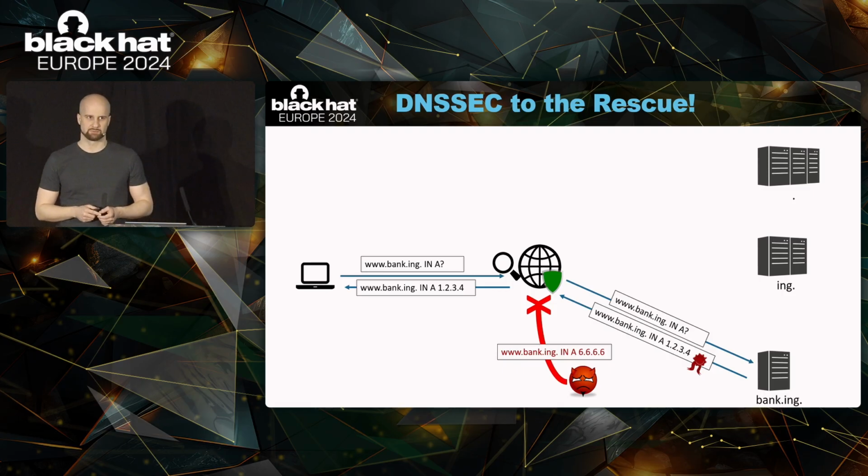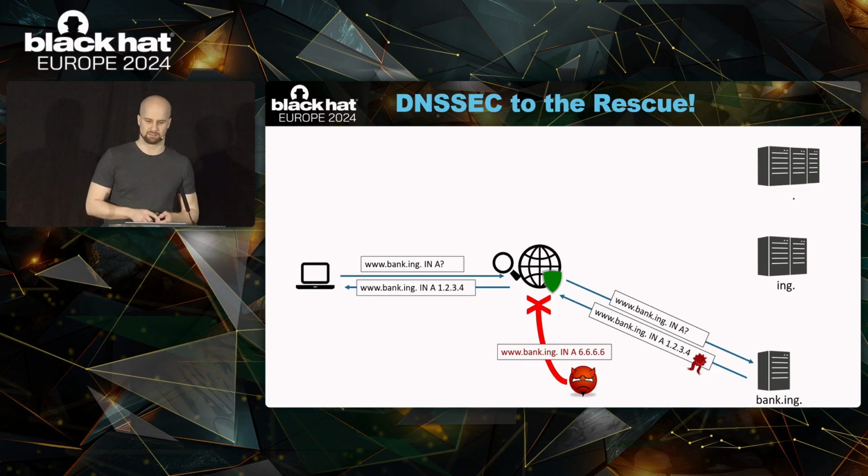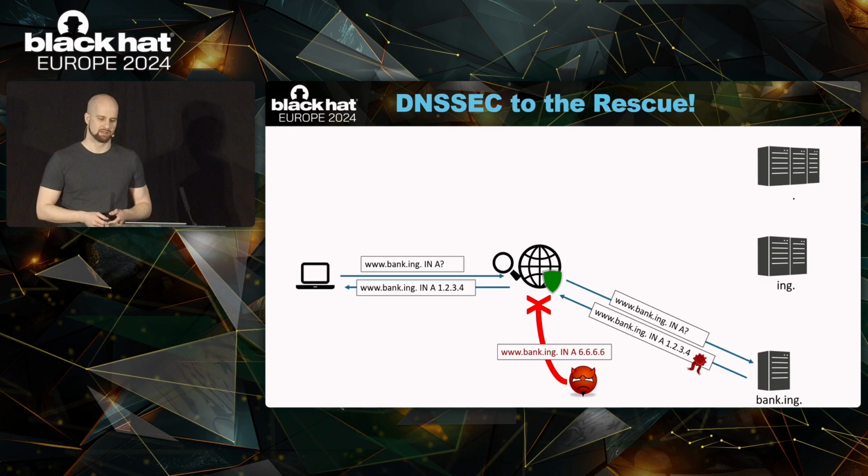To prevent that, DNSSEC was standardized in the late 90s, and DNSSEC uses signatures over the records. The resolver validates these signatures and establishes trust in the signatures by means of a public key infrastructure, which is aligned with the DNS hierarchy. And this prevents the attack.